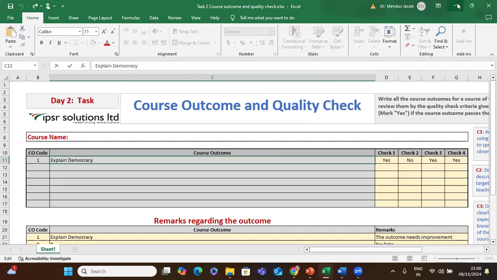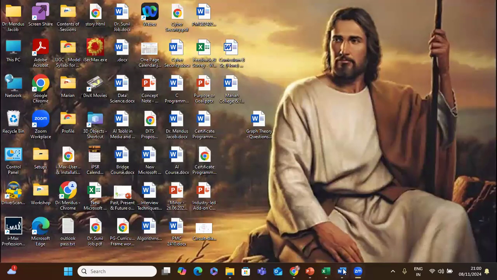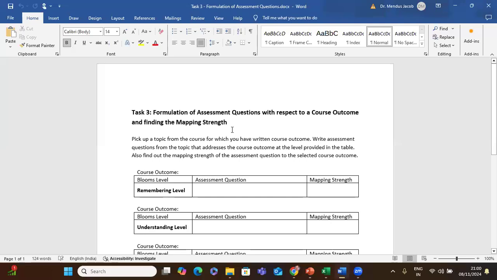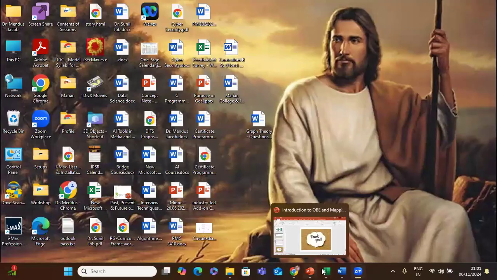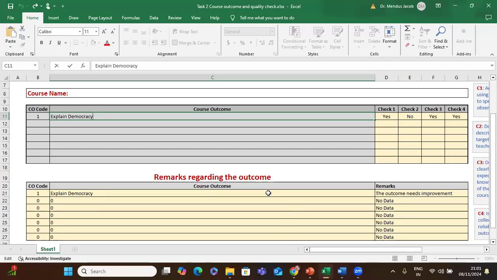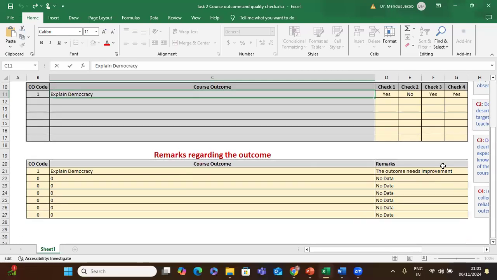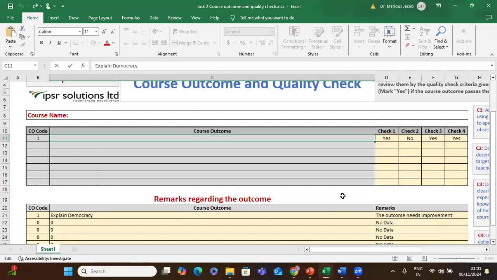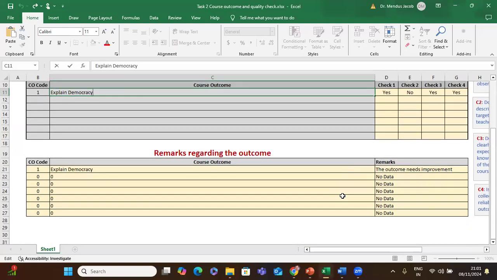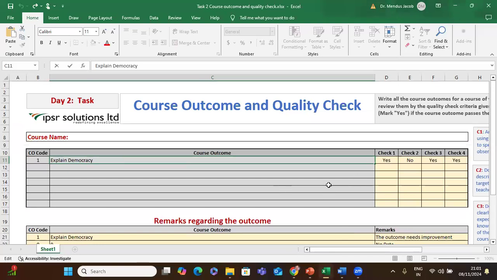So this is one task. Sir, one doubt. What is the second table? Previous Excel sheet, remarks. You can write the remarks. If the outcome needs improvement, we can mention that. It's a comment. For accreditation purposes, you can definitely use these documents.